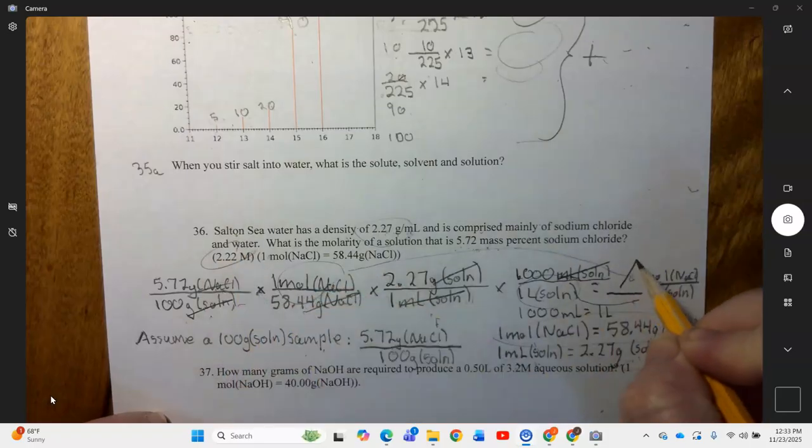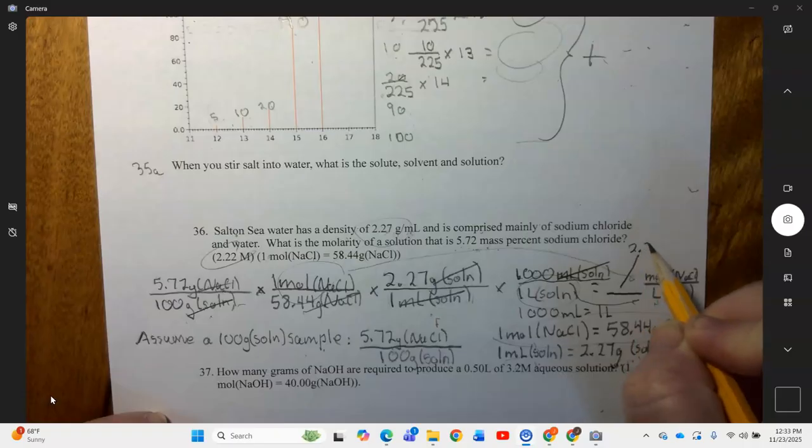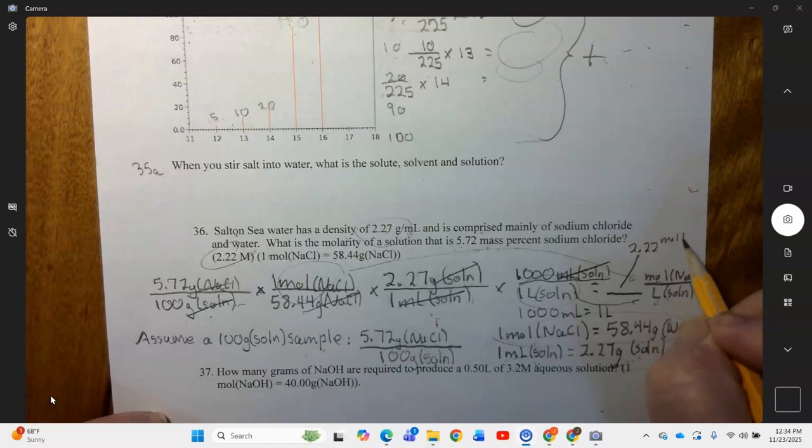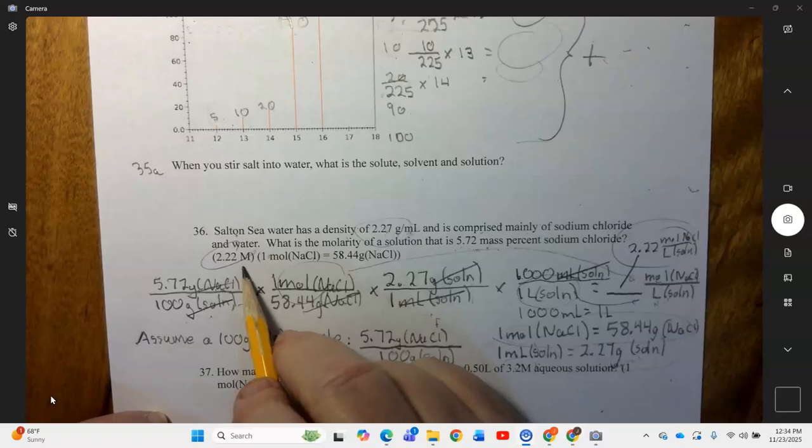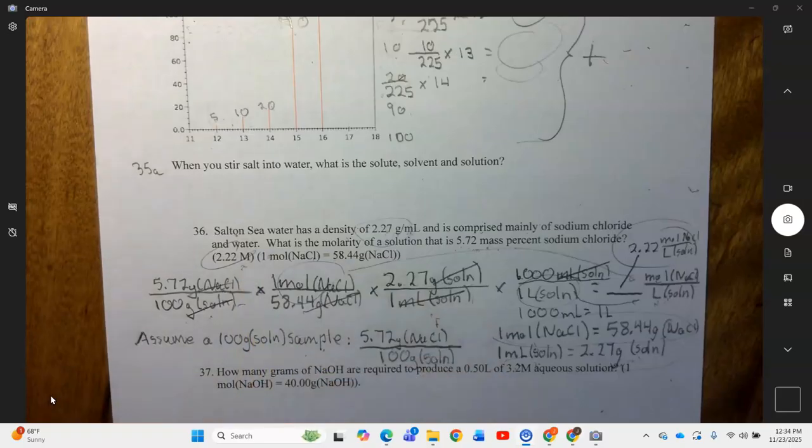So that's going to be 2.22 moles NaCl for every liter of solution. Okay, there it is, and you can just call that molar, 2.22 molar. Okay, that takes care of that problem. All right. Okay, I'm going to go ahead and end this video here, and I'm going to go to number 37 on the next video.